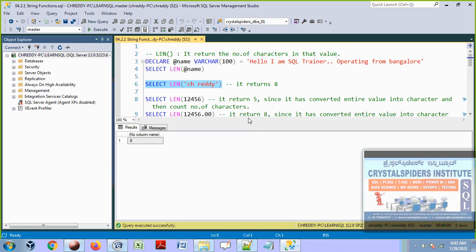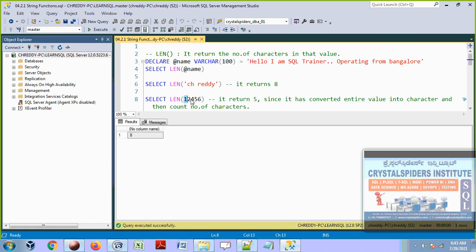Okay, guys. Similarly, suppose I have a question: if I say 1, 2, 4, 5, 6, total how many? This is a number, sir, this is not a string value. But the fact here is, when we are looking at a number, the len function always works for character-based values only. But here if I use len of 1, 2, 4, 5, 6 and execute, it will give 5. So what does it mean?